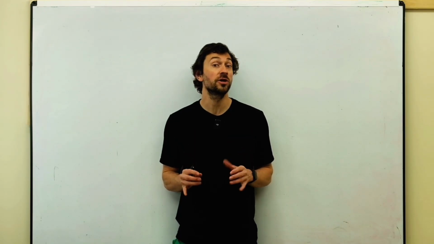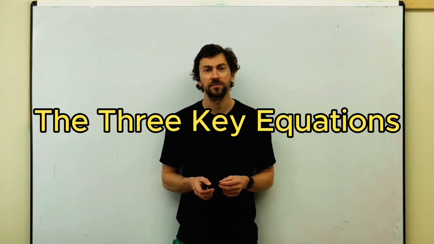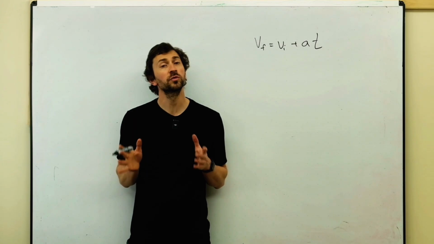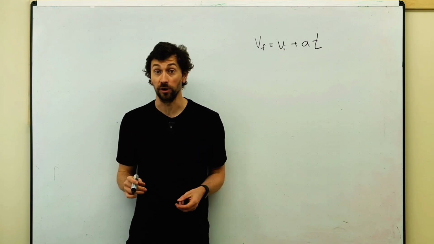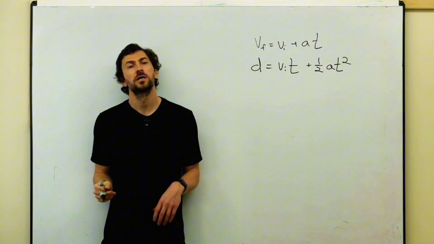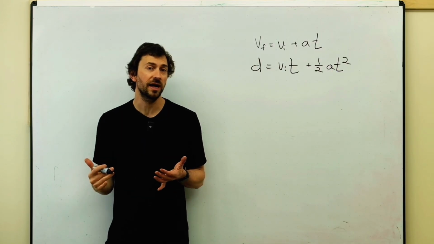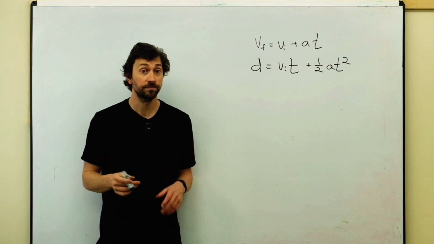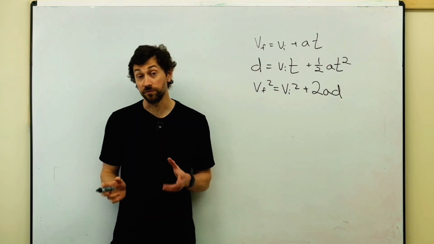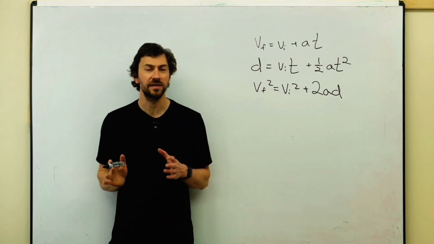There are three key equations you need to know for kinematics in AP Physics. We looked at the first one already. It's Vf equals Vi plus at. There's two more. Let me write them down right now. The second one is d equals Vit plus 1/2 at squared. And there's a third one, Vf squared equals Vi squared plus 2ad.